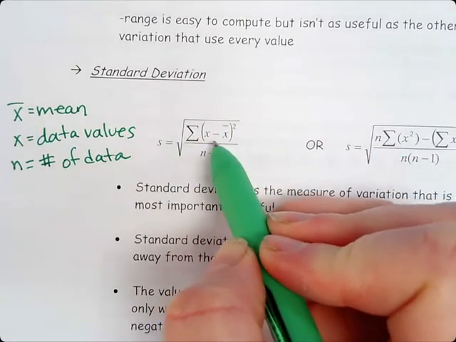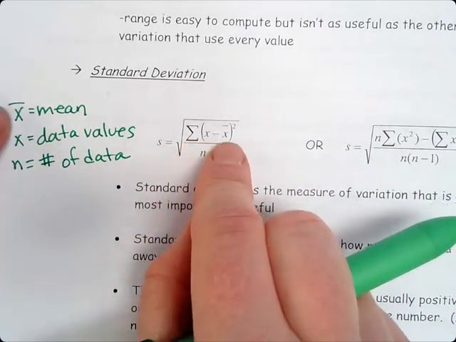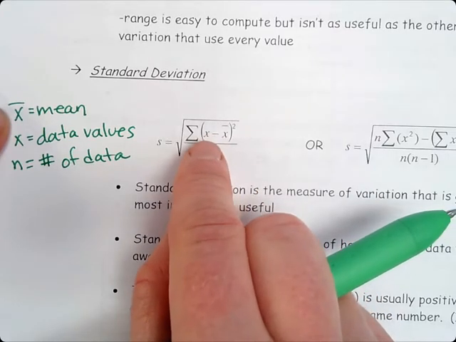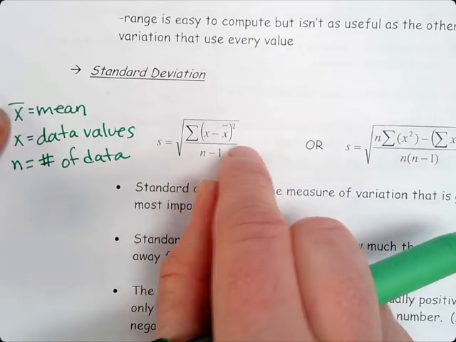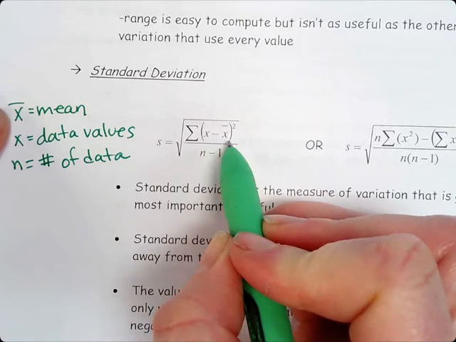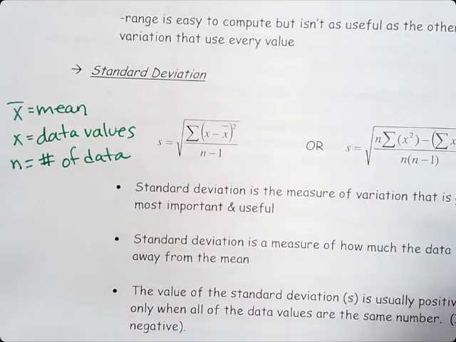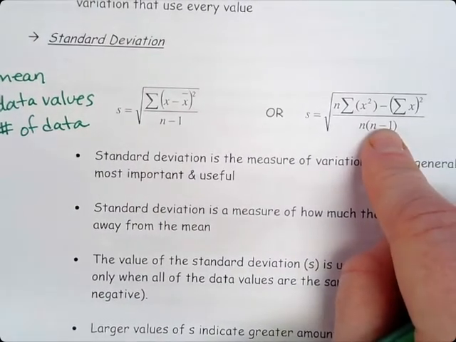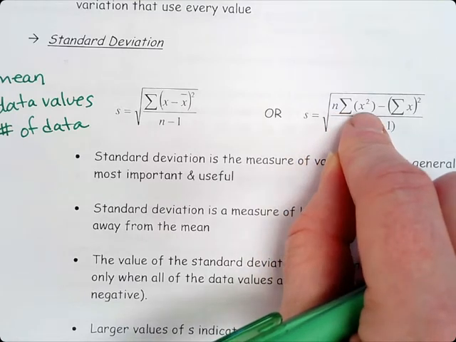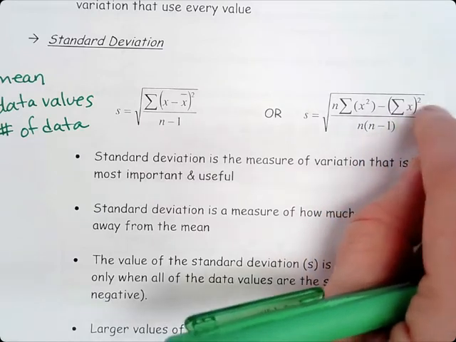So the sum means you are going to do the data value minus the mean and then square it. And you're going to add it to all the data values minus the mean squared. So this is going to have to be done quite a few times. And then n minus 1, so number of data take away 1. Another formula, which looks a lot longer, would be n times the summation of x squared minus the summation of x, parentheses squared.